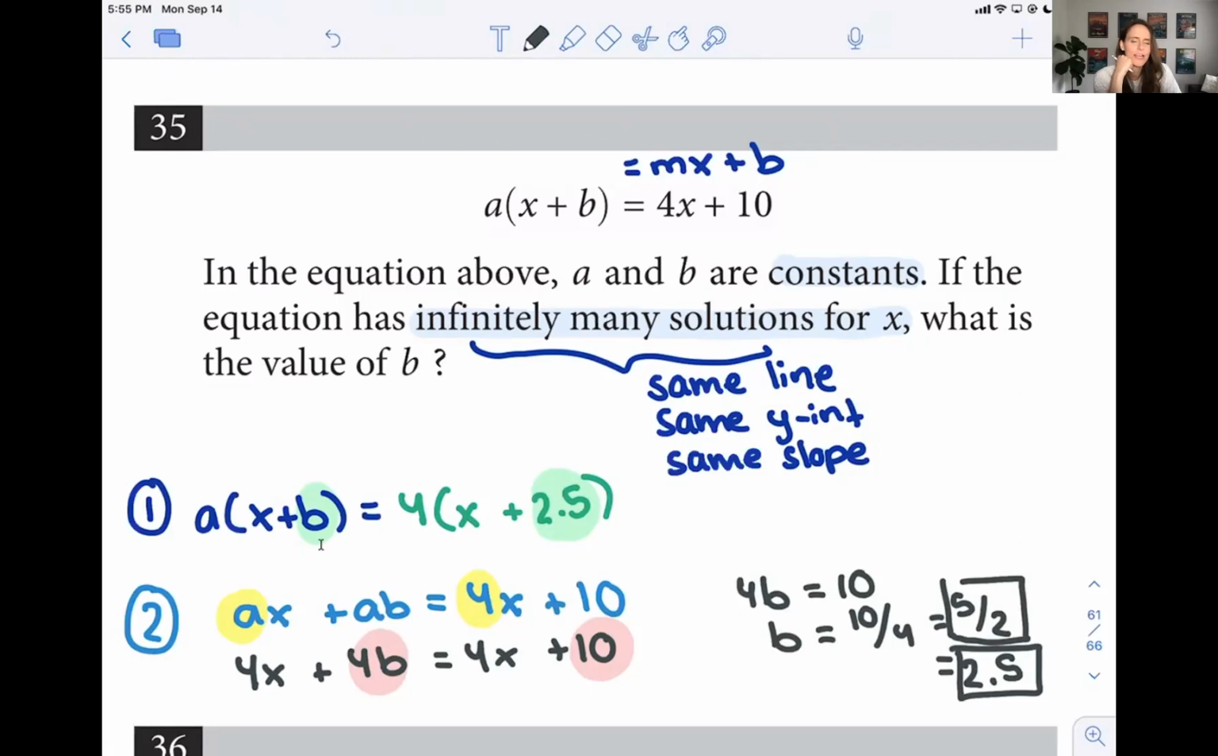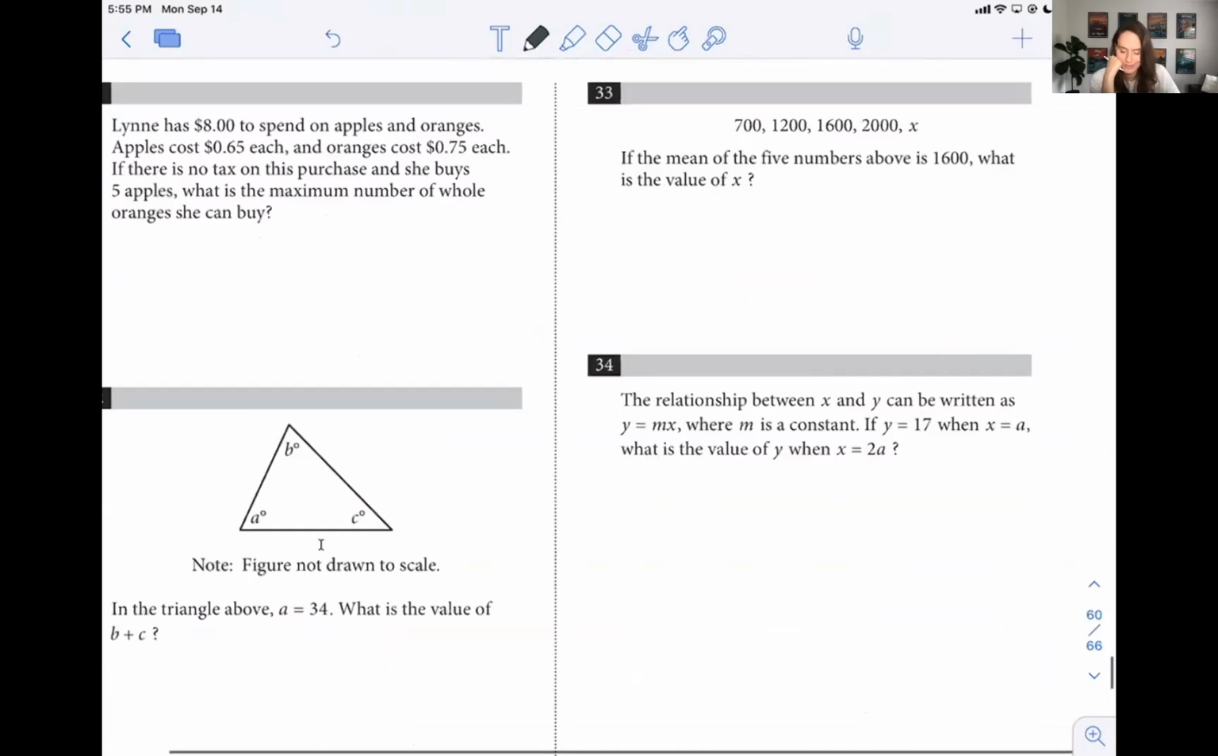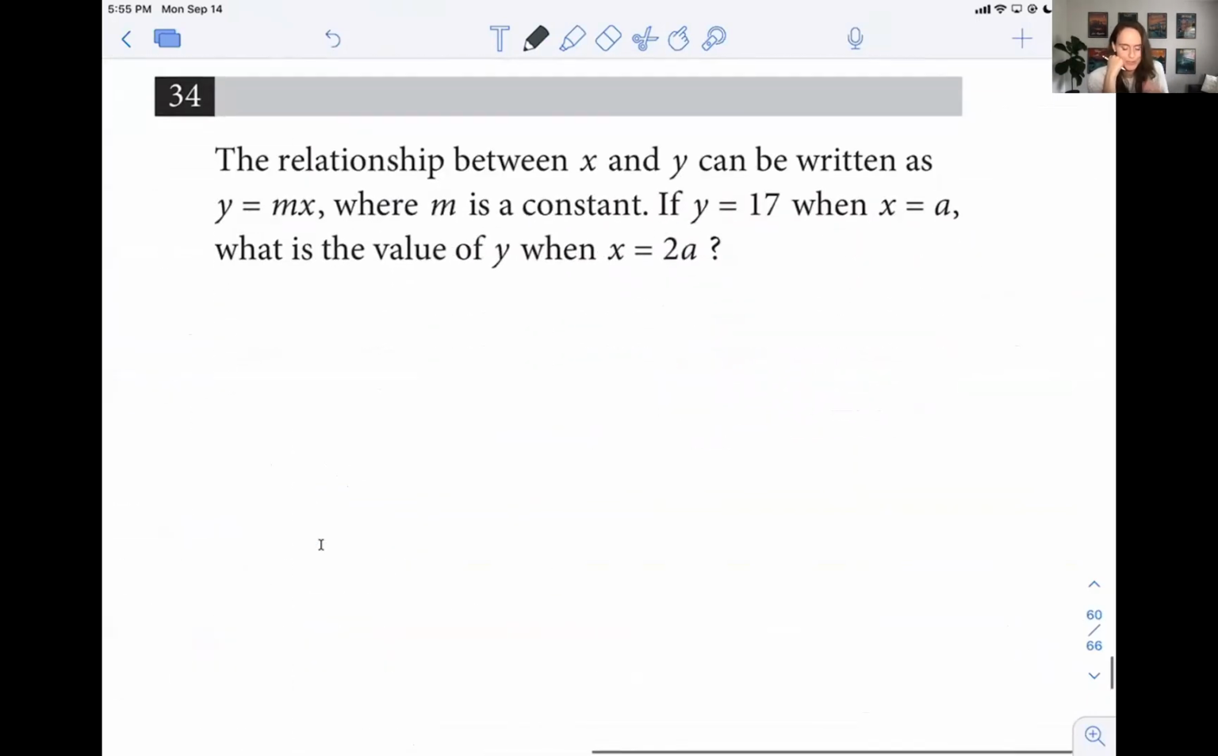Let's look at another kind of trickier question for the calculator section, but we're not going to use a calculator. Number 34 here. The relationship between x and y can be written as y equals mx, where m is a constant. If y equals 17 when x equals a, what is the value of y when x equals 2a? I don't know about you, but by the time I'm done reading that question, my head kind of hurts. I'm like, wait, what? y equals 17 and x equals a, and now x equals 2a. So we have to organize our thoughts so it doesn't get overwhelming.